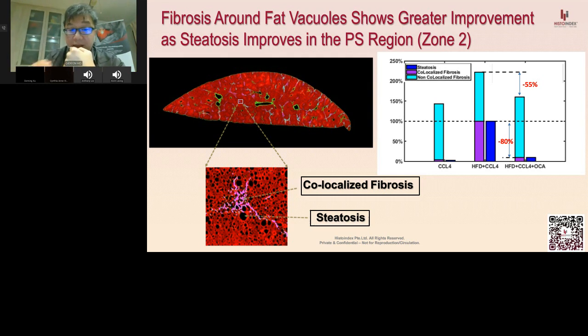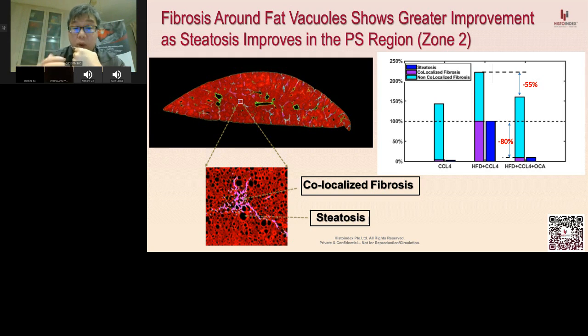Now, with the treatment of OCA, there's an improvement in overall fibrosis with a 55% reduction in total collagen in zone 2. But if you look at just the co-localized fibrosis, the purple part, there's an 80% reduction in collagen accompanying the reduction in fat vacuoles. Therefore, fibrosis around fat vacuoles shows greater improvement as steatosis improves in this particular region. Now, such information is a great asset for elucidating the mechanism of action of drugs, the MOA. You will expect the ratio of co-localized versus non-co-localized fibrosis to be very different if, let's say, it's an MOA due to an anti-fibrotic drug. For example, it's just attacking the anti-fibrosis part of it.